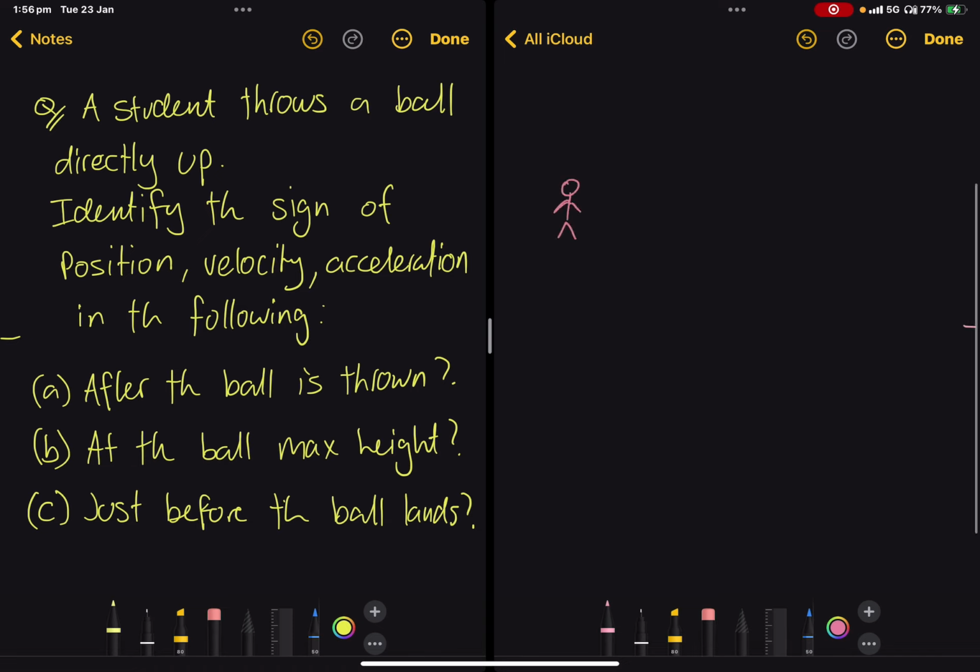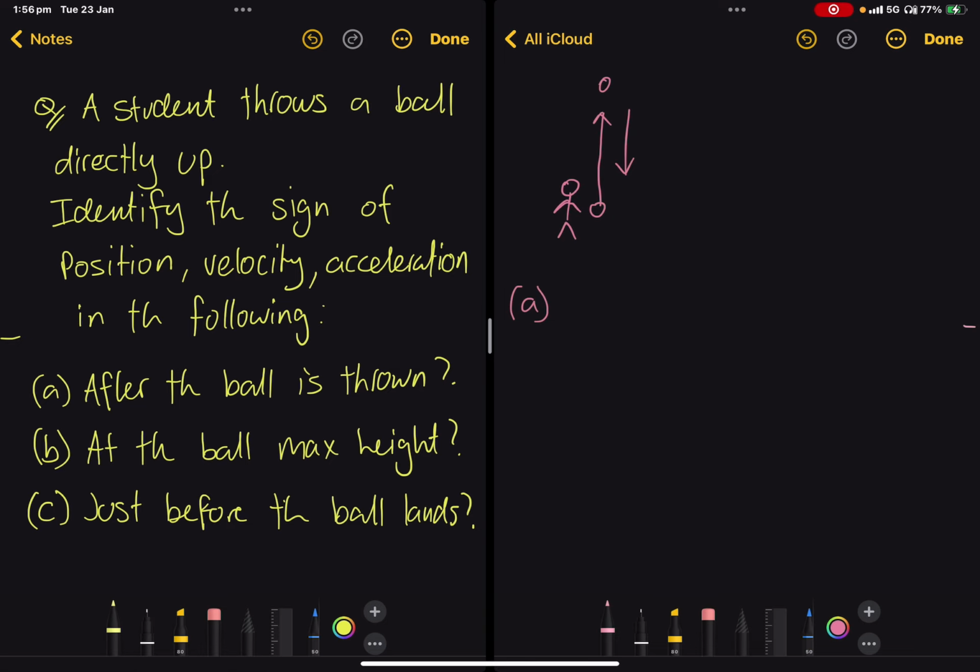There's a student here, they have a ball, they throw it upwards, and then it sort of travels along some path. We'll assume that they throw it directly upwards. Goes up here, and then at some point later it comes back down. So what is the position, velocity, and acceleration after the ball is thrown?